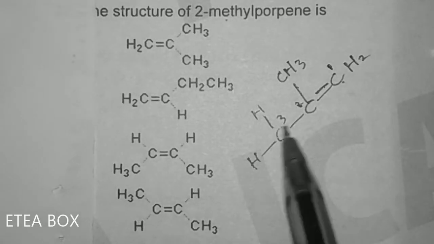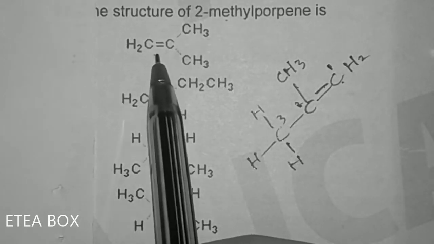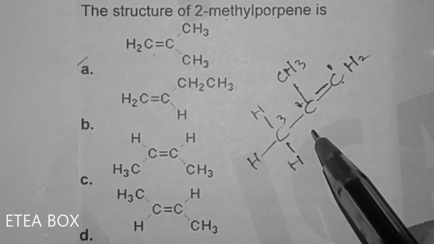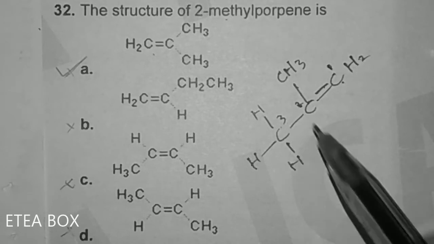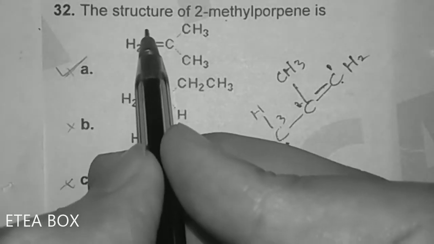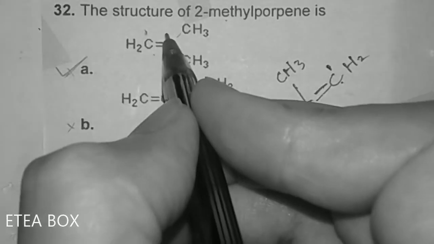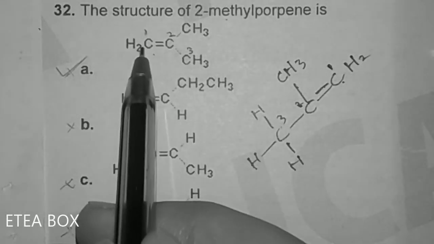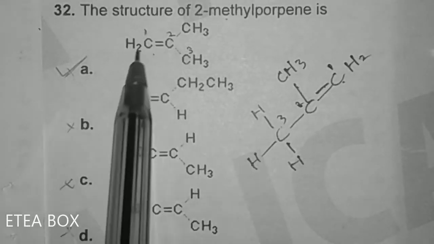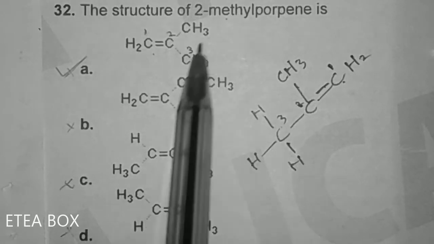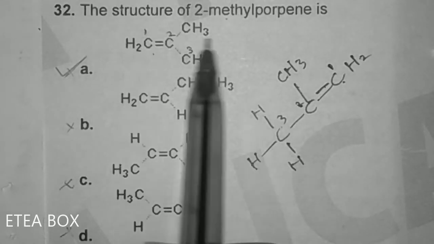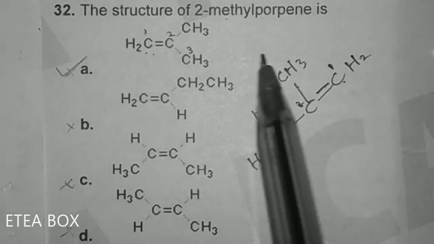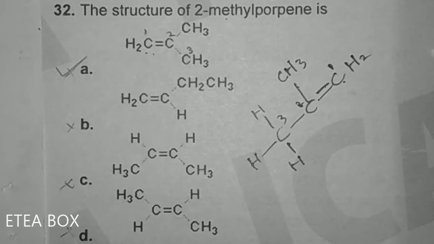Now look at this structure. In this structure they have put the double bond here, between these 2 carbons, so you have to start the numbering from here: 1, 2, and this one is 3. Now look, this is the carbon chain, and on carbon number 2 a methyl group is present. Now you should name it 2-methylpropene. The double bond is present on carbon number 1, that's why they didn't specify its location.